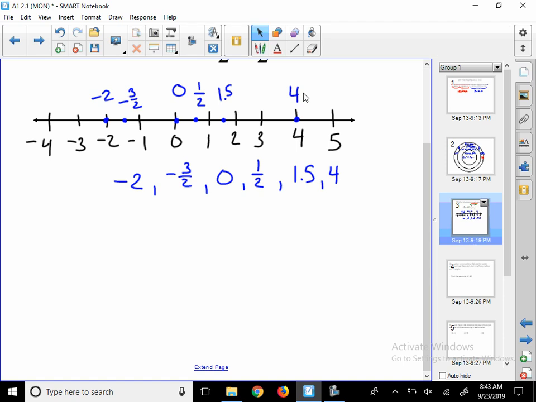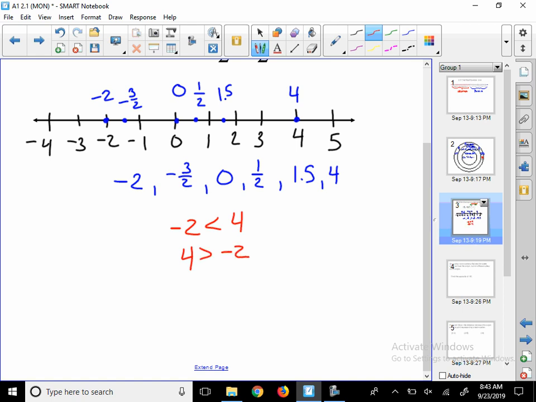In your homework, it's going to tell you to write something along the lines of, you're going to write an inequality 2 different ways. What they're saying is, if I just pick 2 of my numbers, I'm just going to pick -2 and 4. I would say that negative 2 is less than 4, or I could write it as 4 is greater than negative 2. Same thing, just flipped it around.